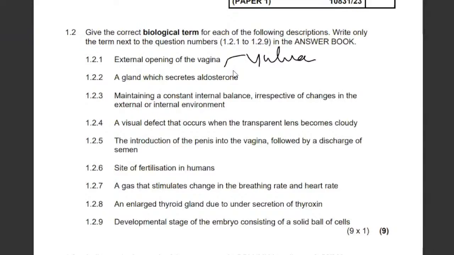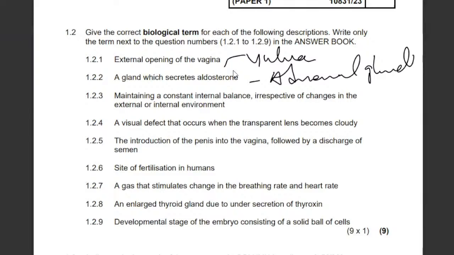The gland that secretes aldosterone, we say that this is the adrenal gland. And then, don't mind my handwriting. That's why I always talk about the answer you have. So let's rush to the next question.